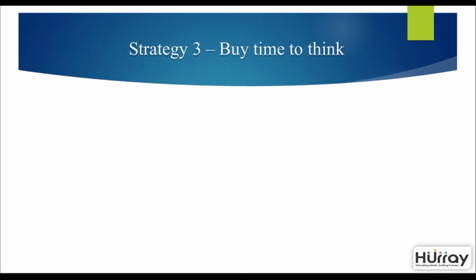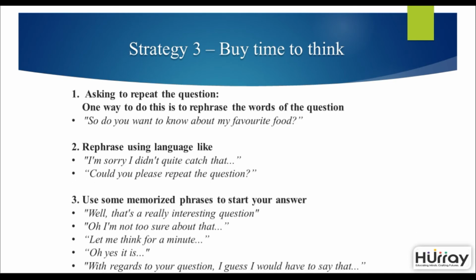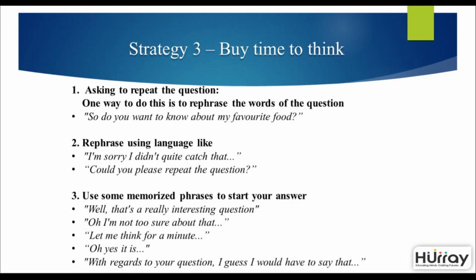The third main strategy is buy time to think. Sometimes, if you're not sure about what to respond immediately, or if you do not get an idea immediately to answer, you can buy time to think and you can use certain phrases or sentences in order to do this. For example, asking to repeat the question. One way to do this is to rephrase the question. So you change the words of the question and ask, So, do you want to know about my favorite food?